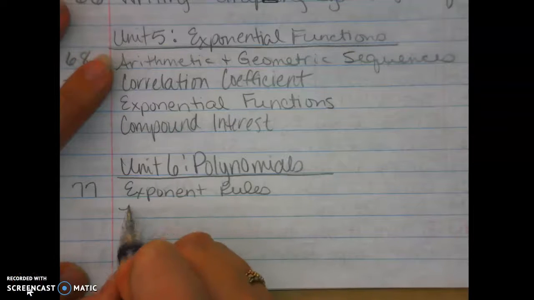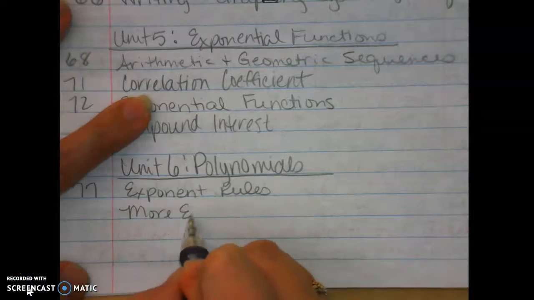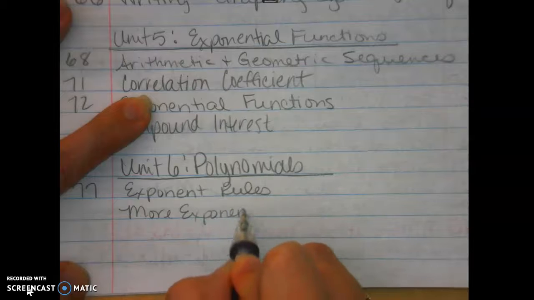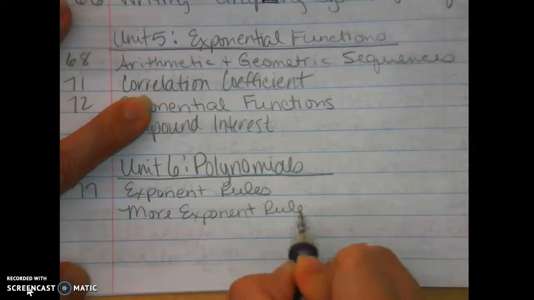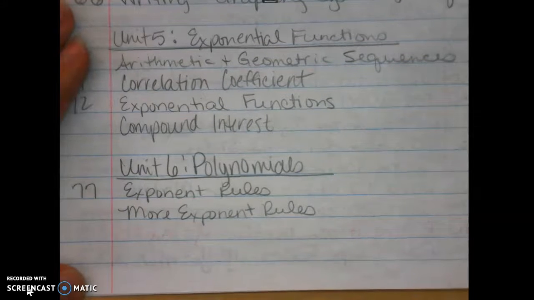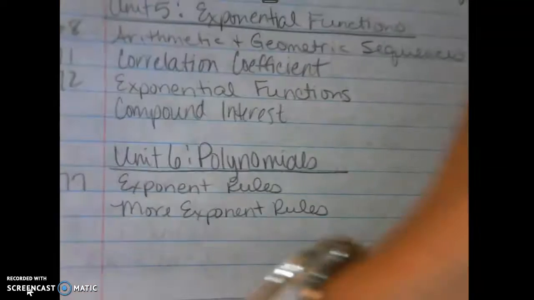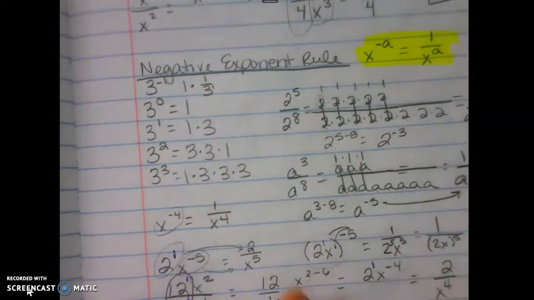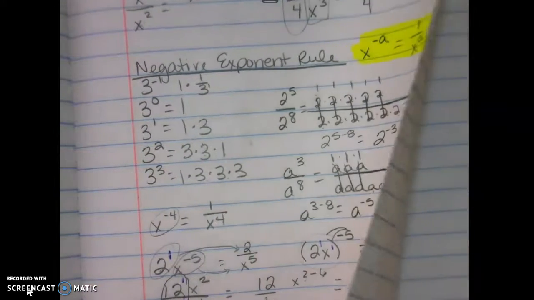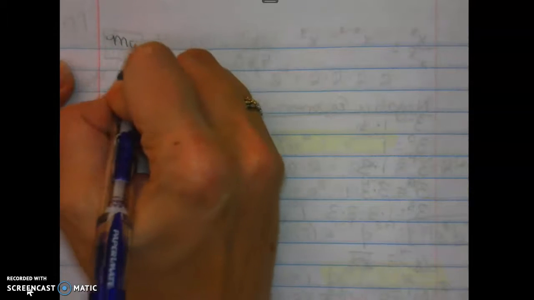So today we're going to talk about more exponent rules. If you will add that to your table of contents. In our last class we went through and talked about individual exponent rules. So today we're going to look at what happens when we combine all of these exponent rules and how we simplify even larger exponents.